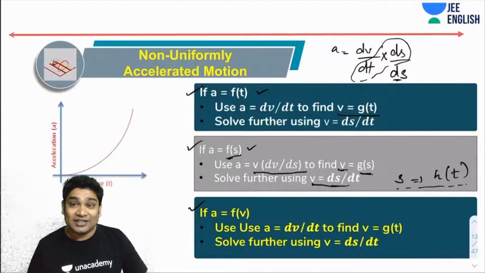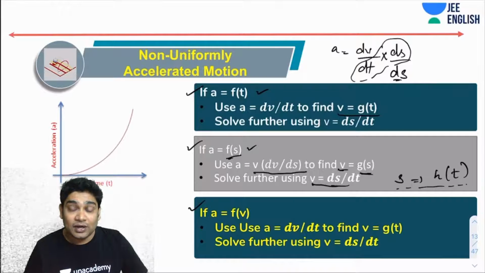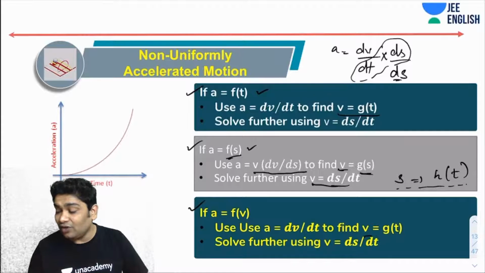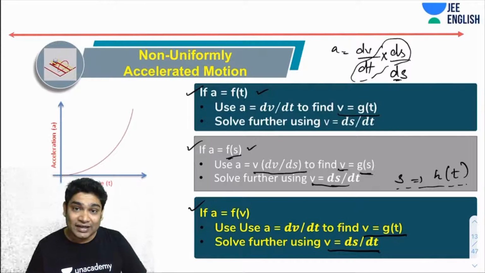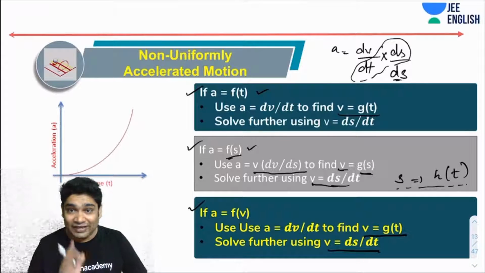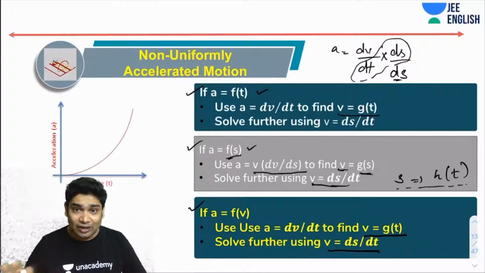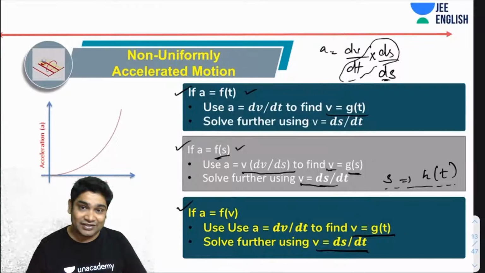Next, the final case: if acceleration has been given to me as a function of velocity. Again, I replace acceleration as dv over dt and perform the integration to find velocity as a function of time. Once I have that, I substitute v as ds over dt and perform integration one more time to find displacement as a function of time. So this is how I would approach any kind of variation of acceleration.